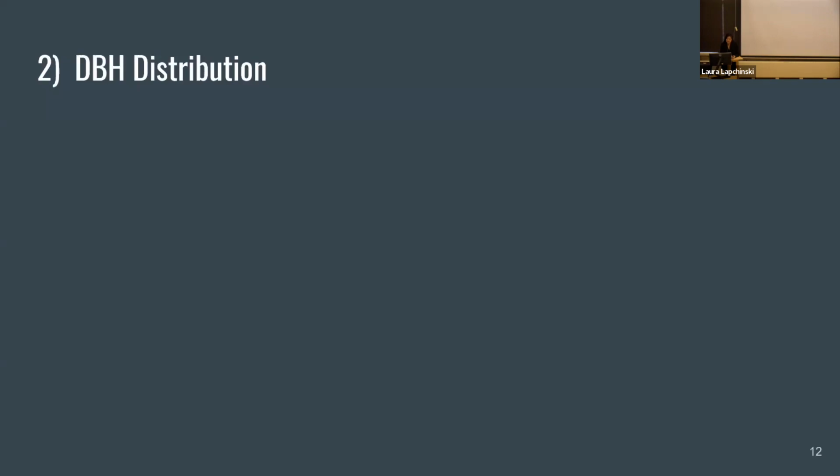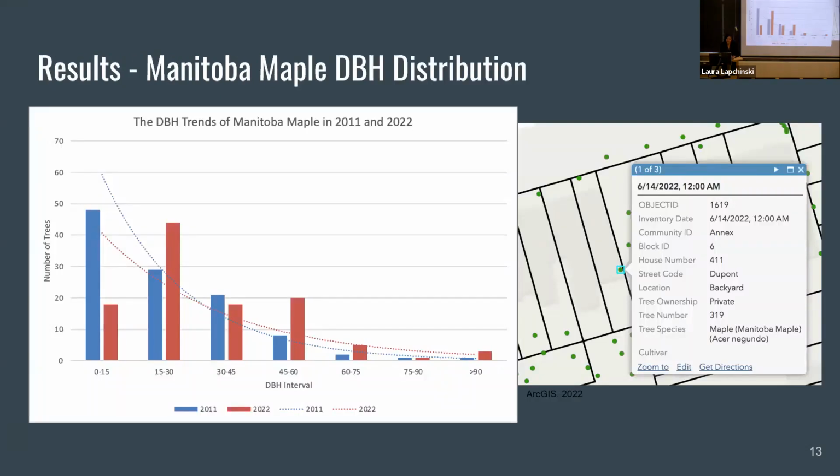The second section of results is DBH distribution. In 2011, most Manitoba maples had a DBH between 0 to 15. In 2022, most Manitoba maples have a DBH between 15 to 30. To look at the total numbers of Manitoba maples, there are more trees with smaller DBH than with larger DBH. The relatively small DBH and the young age of Manitoba maple contributed to the almost reversed J-shaped DBH trend.